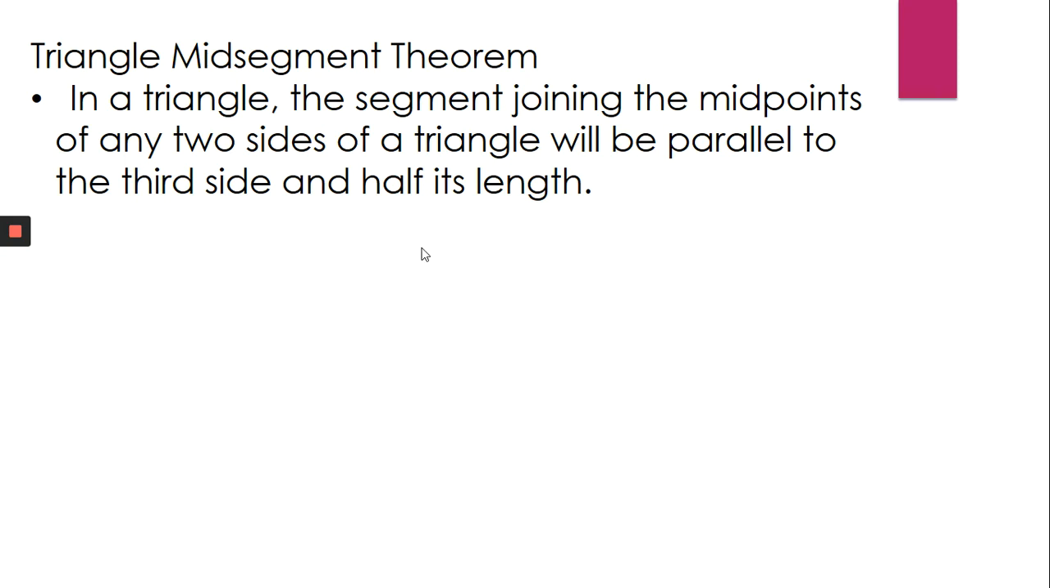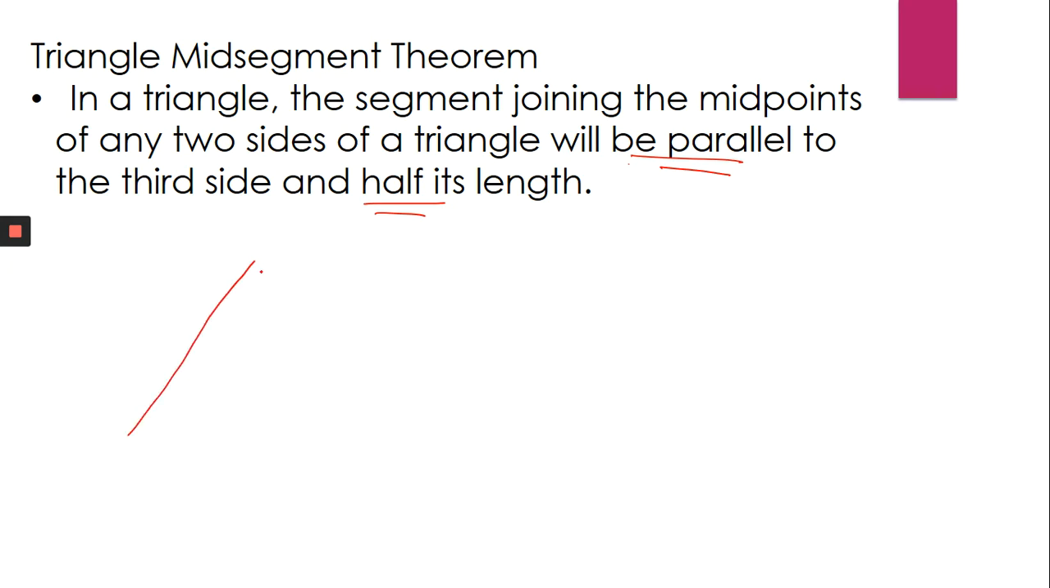The triangle mid-segment theorem states that in a triangle, the segment joining the midpoints of any two sides, or every time you are forming a mid-segment in a triangle, the mid-segment is always parallel to the third side, and it's also half the length of the third side. What does it mean? So let's have that one by one.